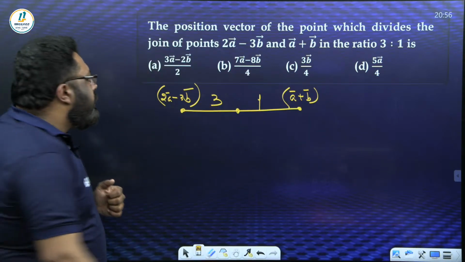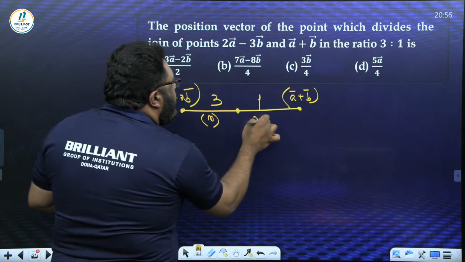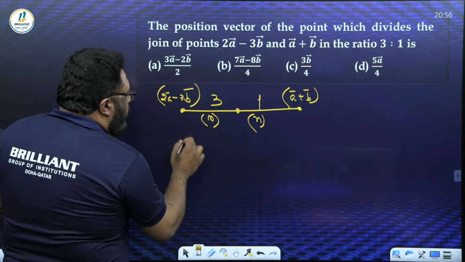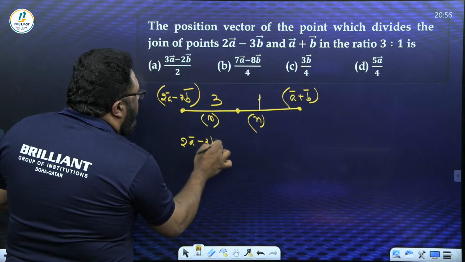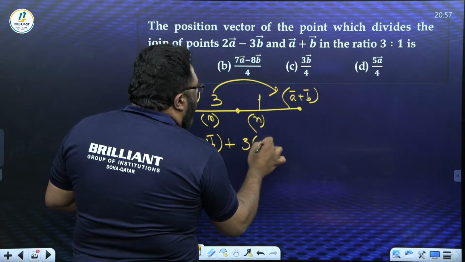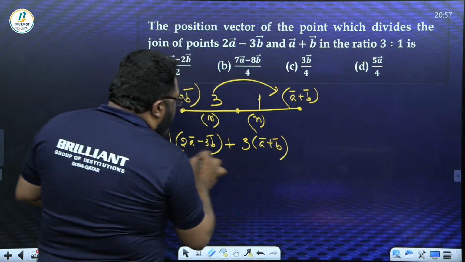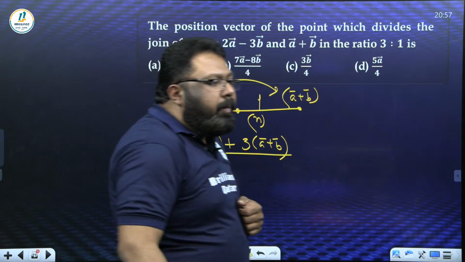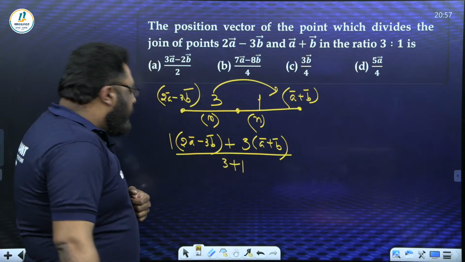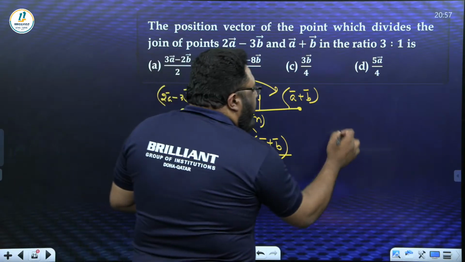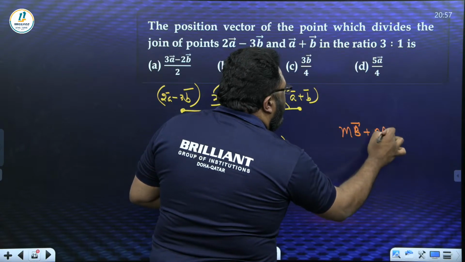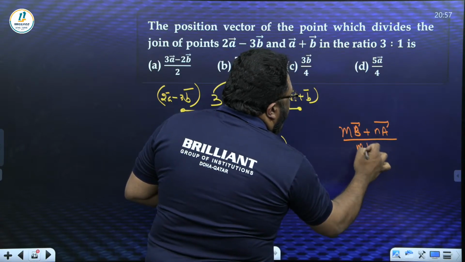Section formula in vectors. This is m, this is n. So multiply the first vector with the second section, that is 2a minus 3b into 1, second with a plus b, divided by m plus n. m plus n is 3 plus 1. Section formula, my dears, very simple: mb plus na by m plus n.